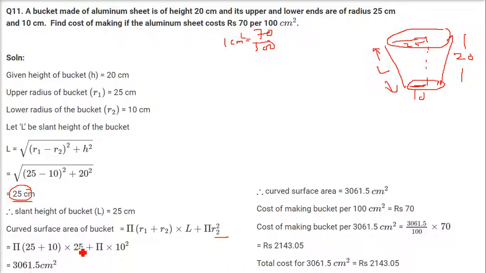So we have all the values. This will come as 3061.5. Now for 1 centimeter square, it is 70 by 100, that is 70 paise per centimeter square. So for this much centimeter square, what will be the answer? Just multiply this by 70 by 100, and this will come as 2143.05 rupees.